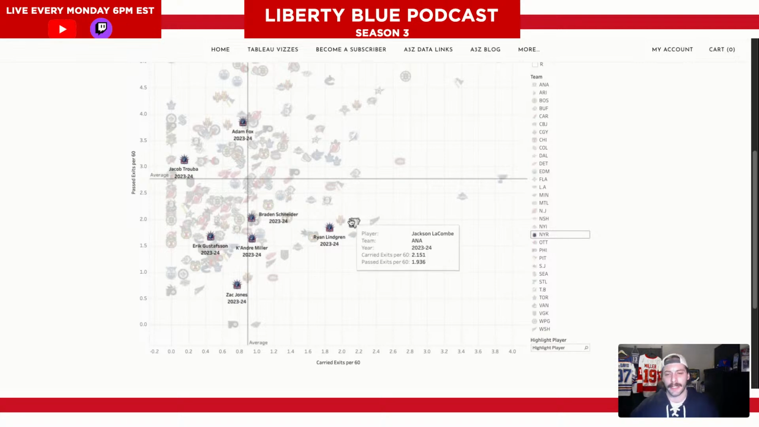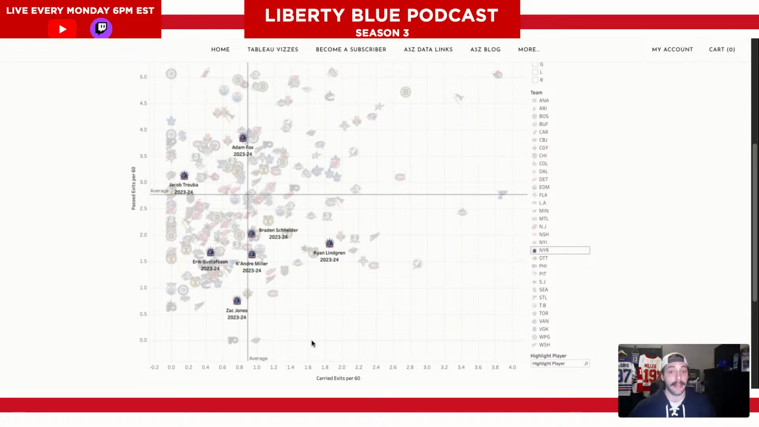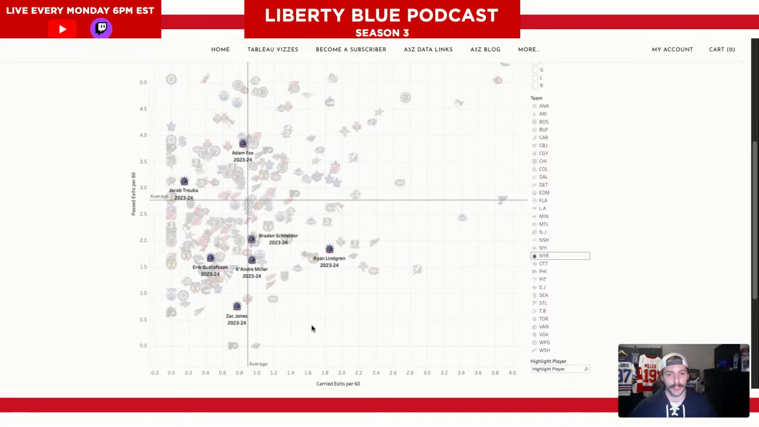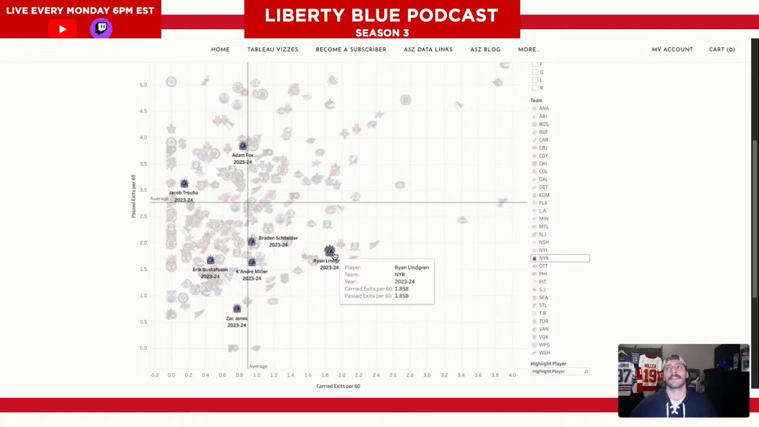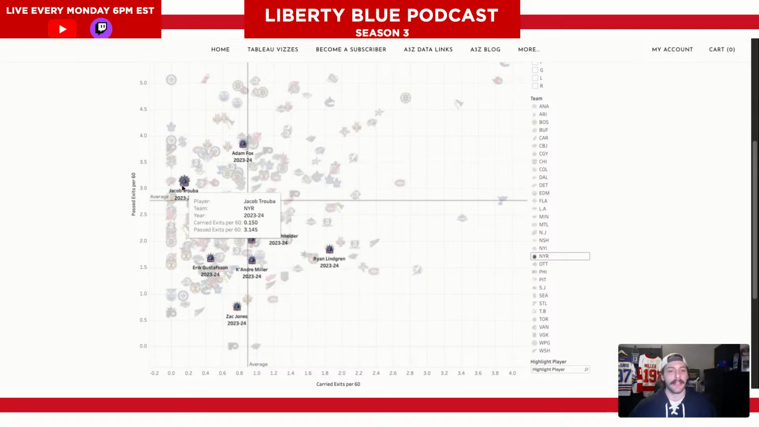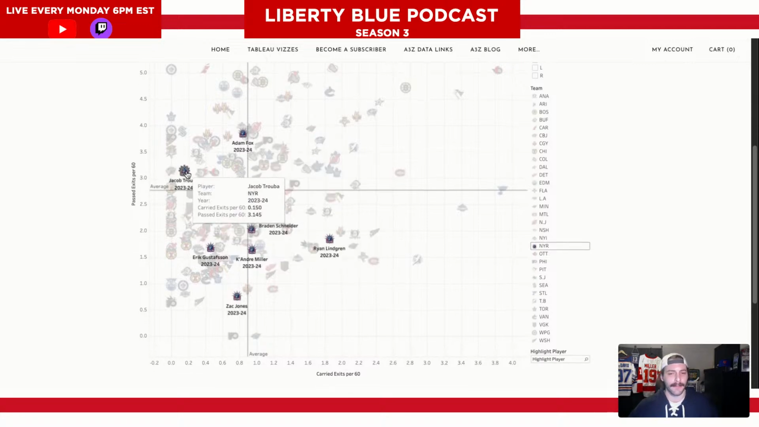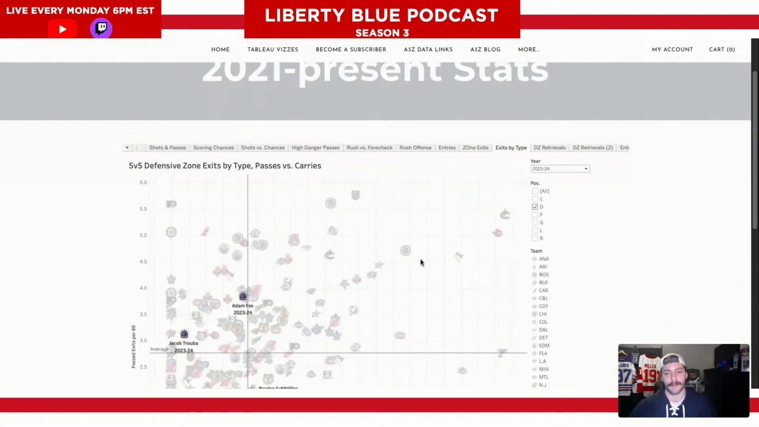Lindgren being here is a bit interesting in my opinion. I don't think of him much as a puck carrier. I think of him a lot more as a retriever. I would expect Adam Fox to be over here. But it does make sense in the sense that Lindgren is probably faster in a straight line than Adam Fox, who's much more adept at moving the puck than skating the puck. And that makes sense that Trouba's here, not the most fleet of foot as far as his skating speed. So somebody who's going to pass it out of the zone makes more sense.